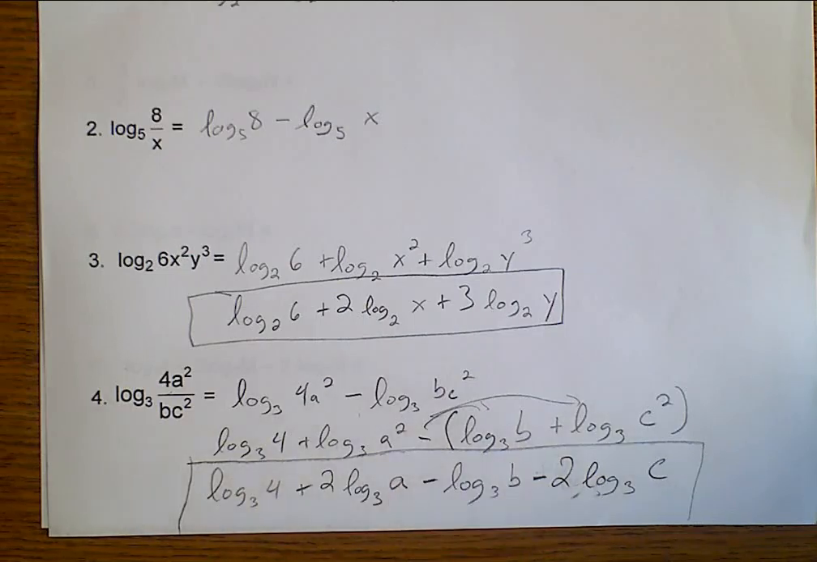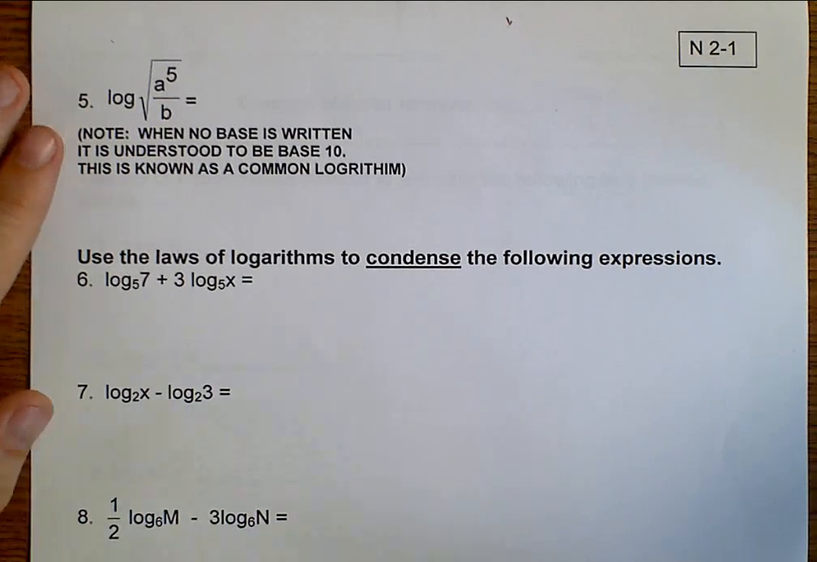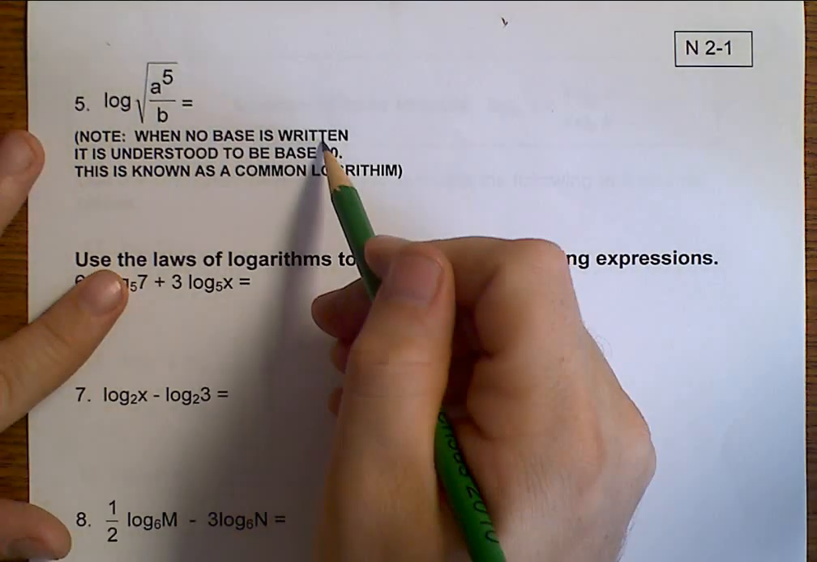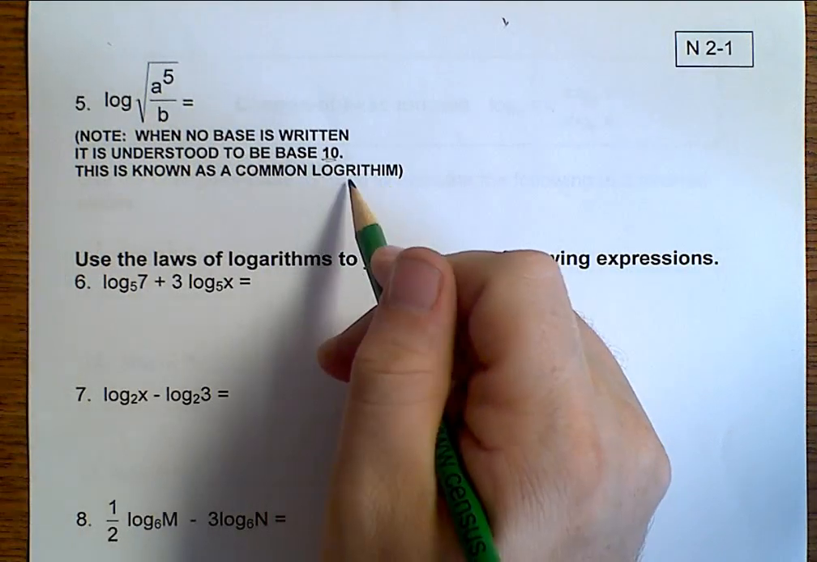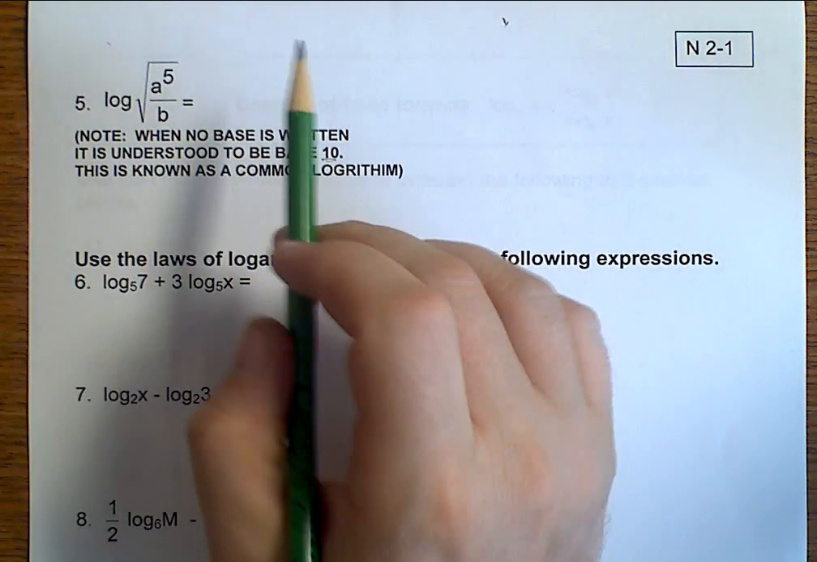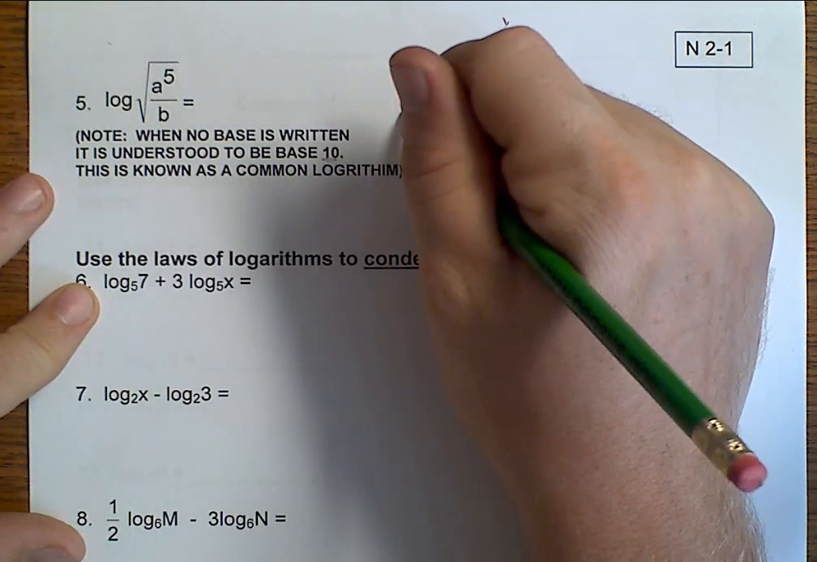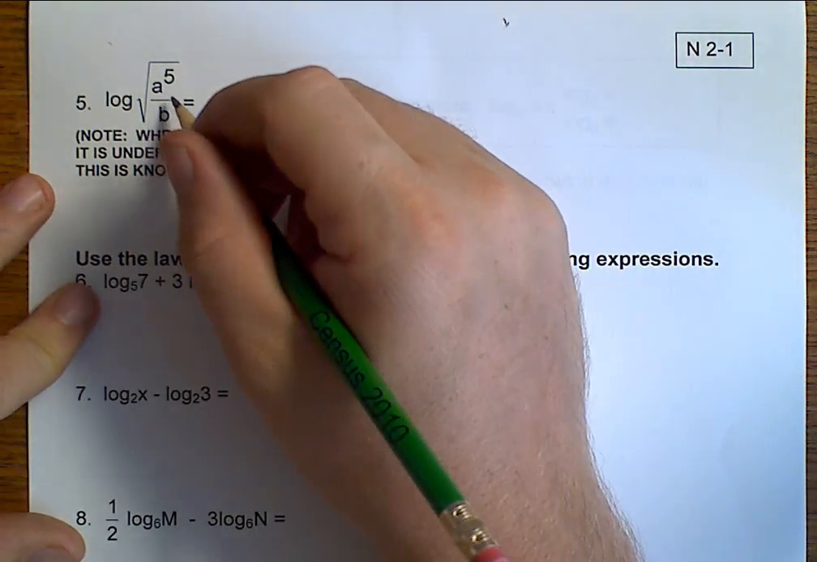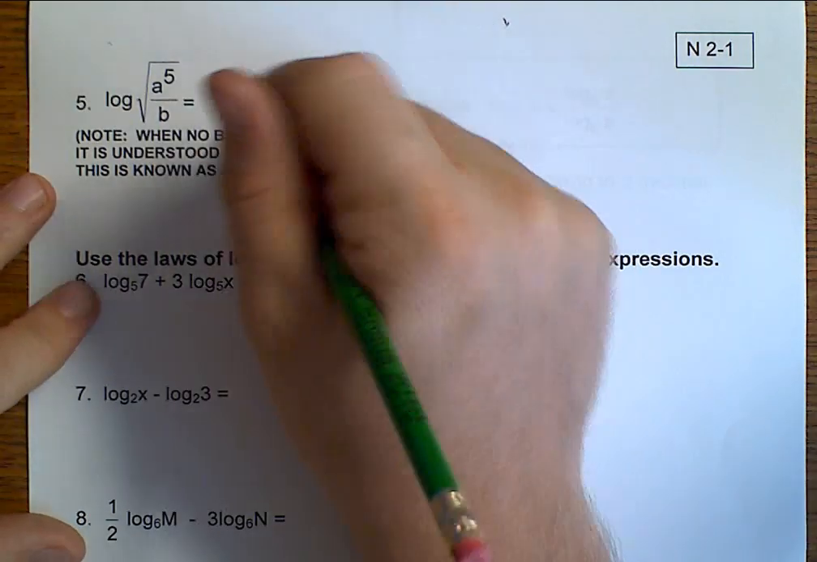Let's go to the next page. Now, when there's no base, we understood the base is 10. So this is a common logarithm, which basically means you don't need to write it if it's just log. So here, we'll square root. Another way to write square root is to the 1/2 power.